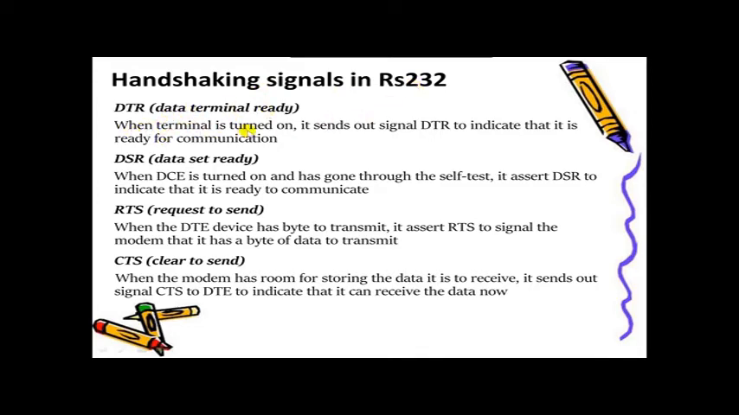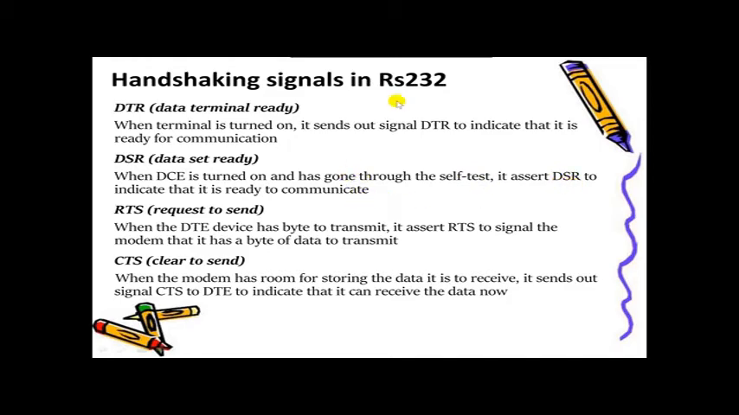When the terminal is turned on, it sends out the signal DTR to indicate that it is ready for communication. That means when it is turned on, it indicates that it is ready for communication. DSR, data set ready. When it is turned on and has gone through its self test, it asserts DSR to indicate that it is ready for communication.